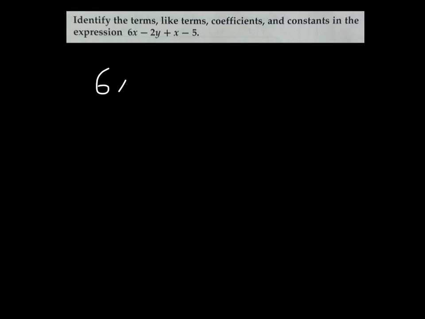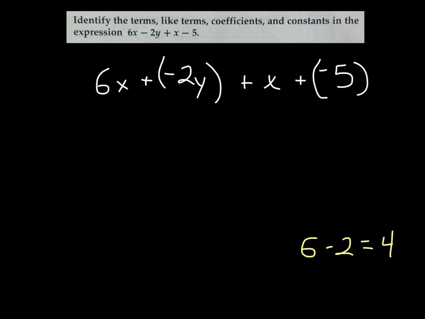So I have 6x and I have a minus 2y. Okay, but here's what I'm going to do. I'm going to take plus a negative 2y, like this, and then plus x, and I'm going to have plus a negative 5, like that. Keep in mind that I have not changed the value of this expression by making this negative a positive and then making this a negative 2.